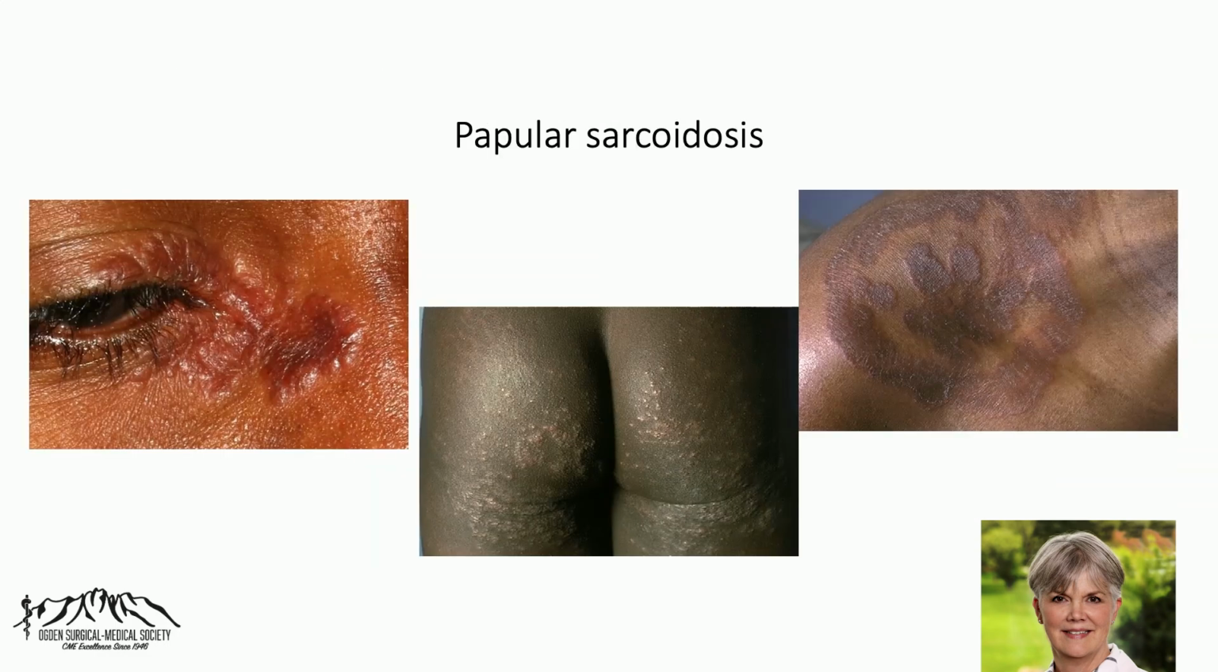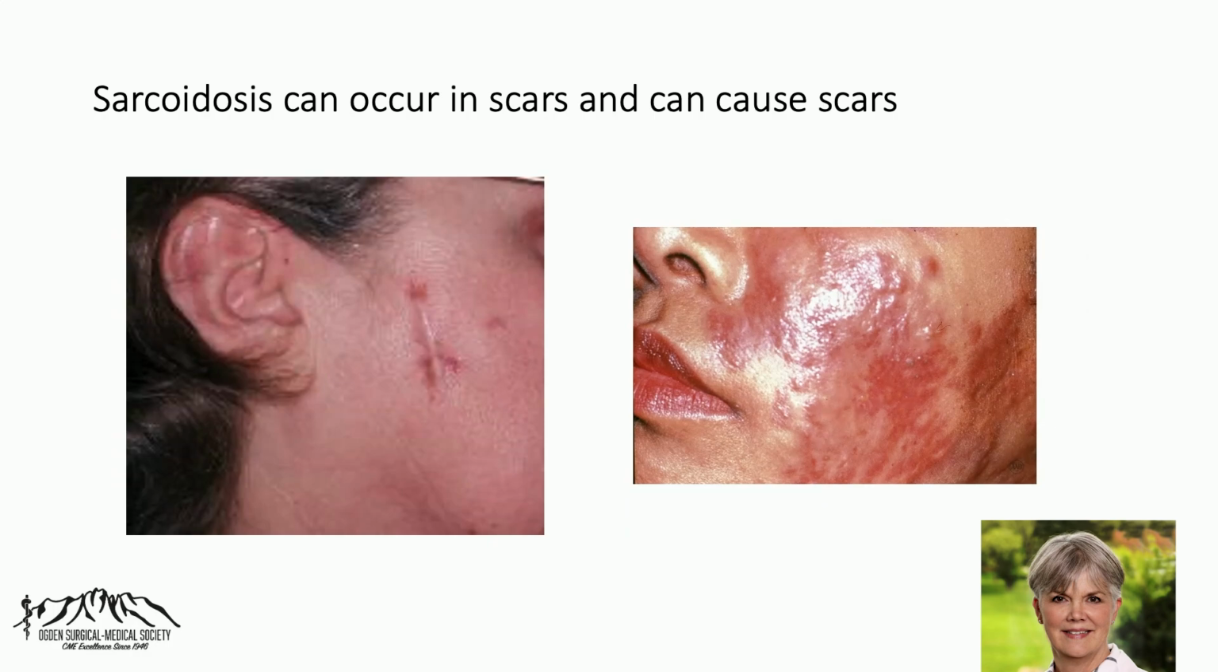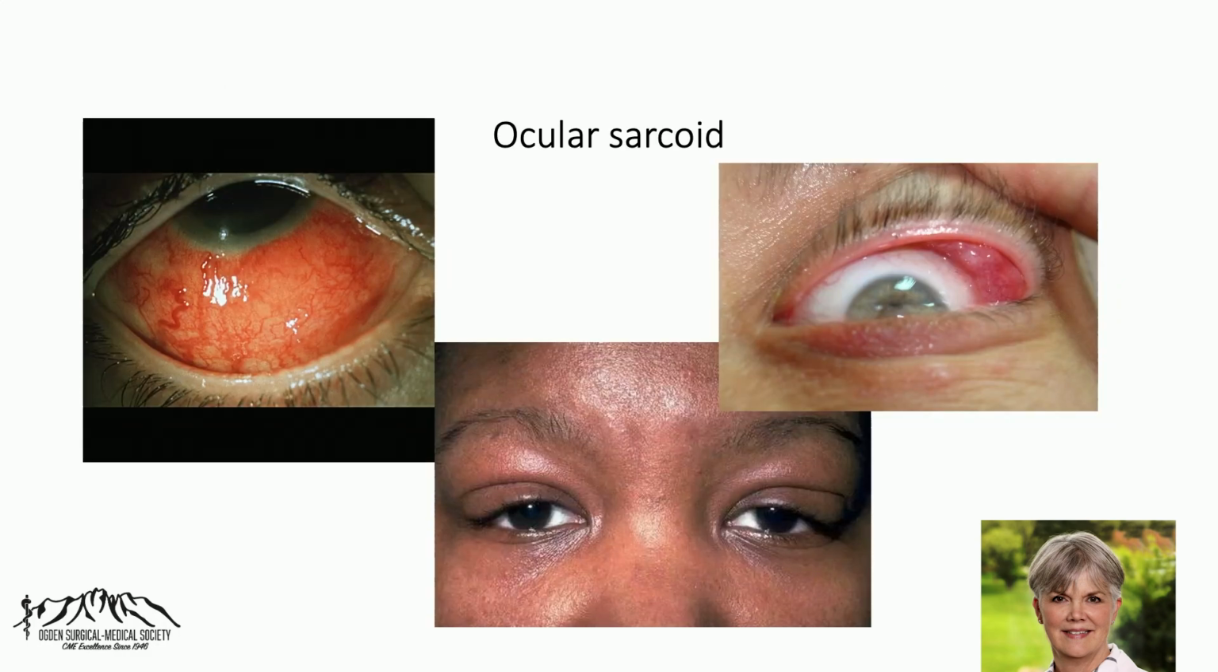I'm talking about this kind of sarcoid: papular, bumpy sarcoid, hypopigmented sarcoid, annular sarcoid. We always call it the great pretender. It can come in scars, it can make scars, it can be subcutaneous. It can look like a butterfly rash, only really hard to the touch. It can come in your eyes, causing uveitis or a swollen lacrimal gland.